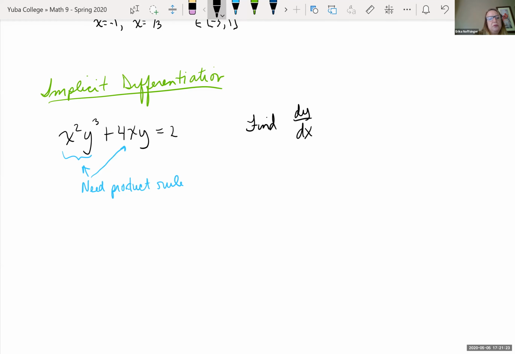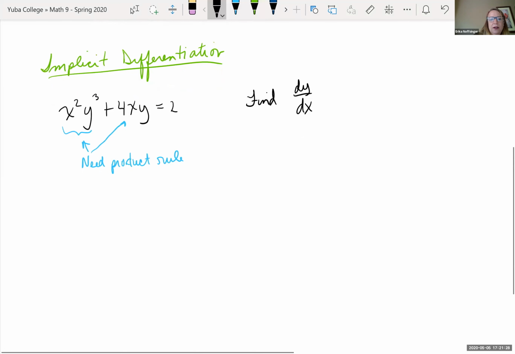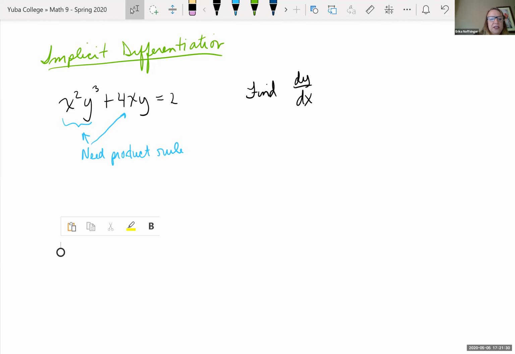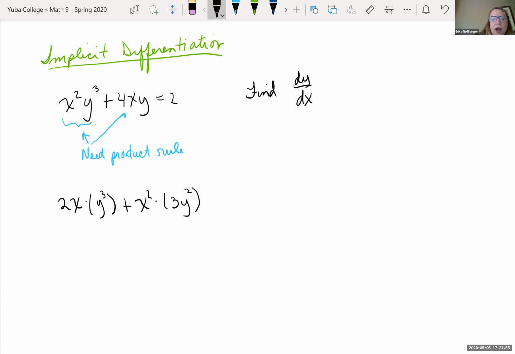Okay, so let's go through it and take the derivative. So taking the derivative of x squared, because when we're doing the product rule, take the derivative of the first. So derivative of x squared is just 2x times the second function, which is y cubed, plus the first function, which is x squared, times the derivative of y cubed. So derivative of y cubed gives us back 3y squared. But we're taking this with respect to x, and so this is where we had to tack in this dy/dx.